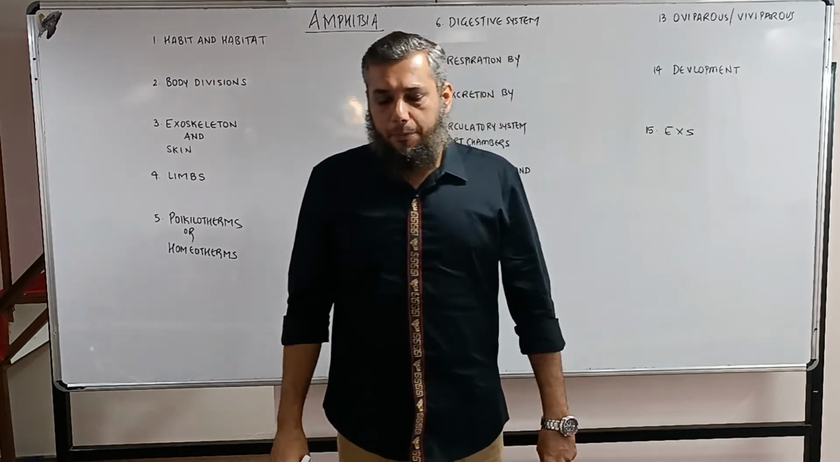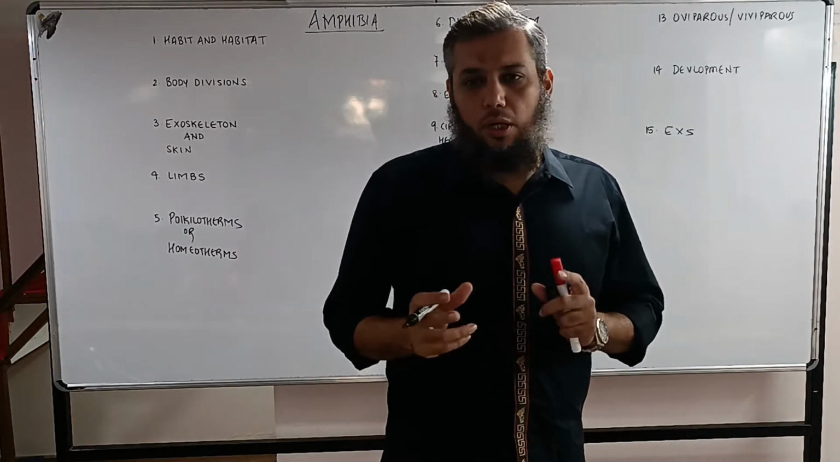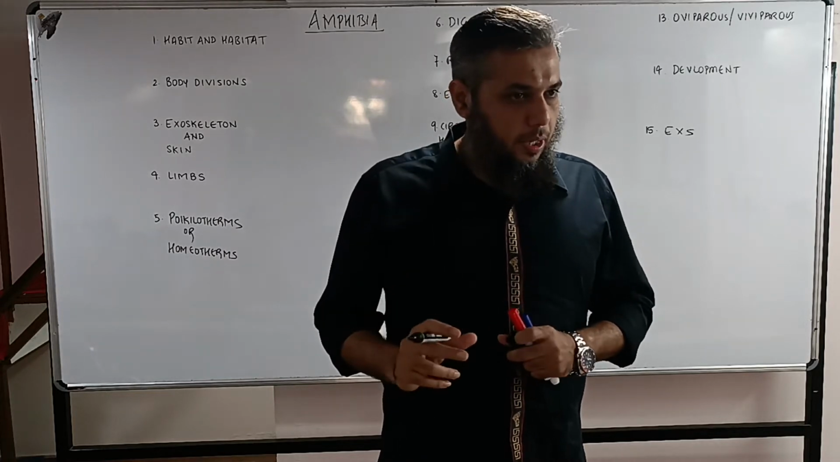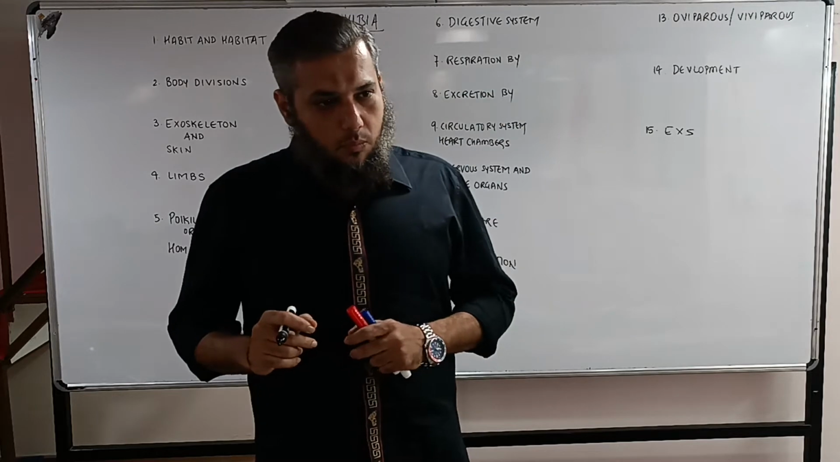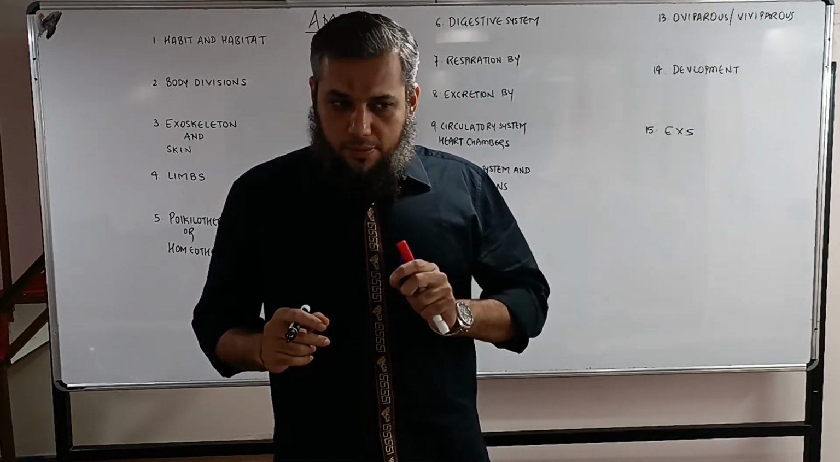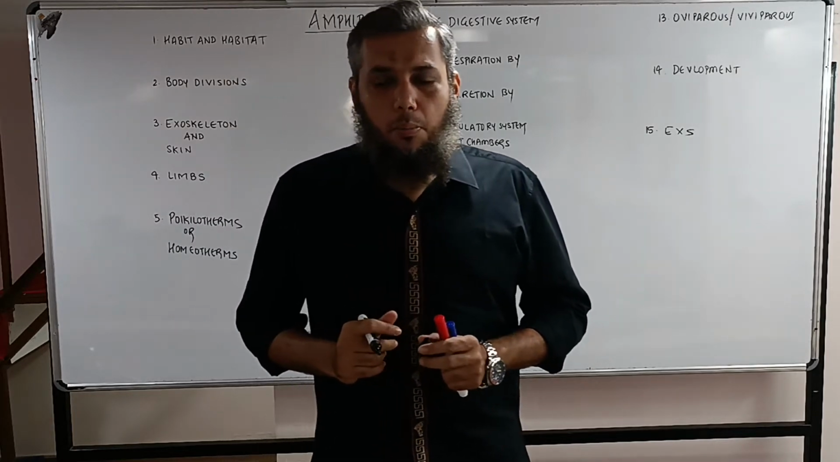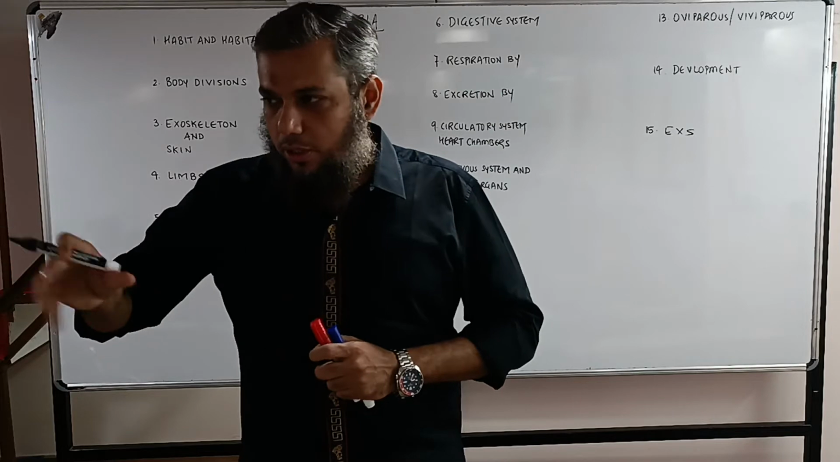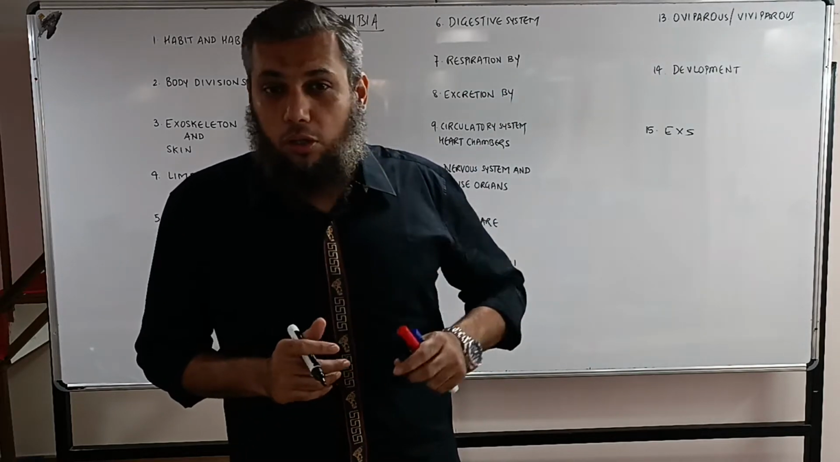It means that they are well adapted for dual living. That is living on land as well as in water. They are able to respire both on land as well as in water. But why were they not able to capture the land? What made them live restricted in water?